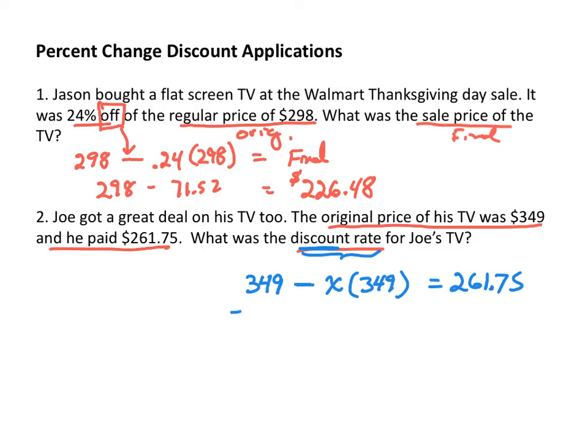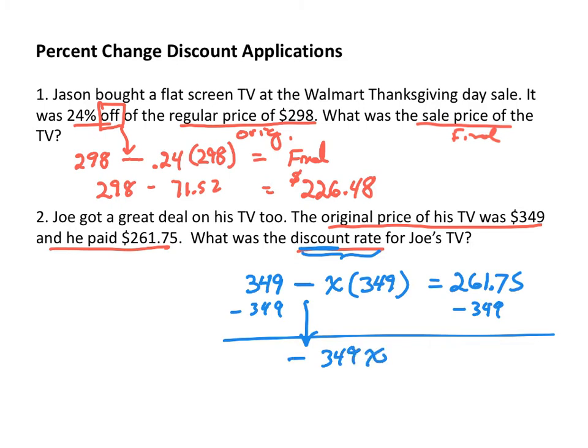So now we can subtract $349 from both sides. Notice we're going to get a negative number, but that's okay because we have a negative here. We have 349x, but it's negative because it was a minus. Okay, so now we're going to subtract 261.75 minus 349. That's negative 87.25. It is negative. That's okay because when we divide, we're going to divide by negative 349.